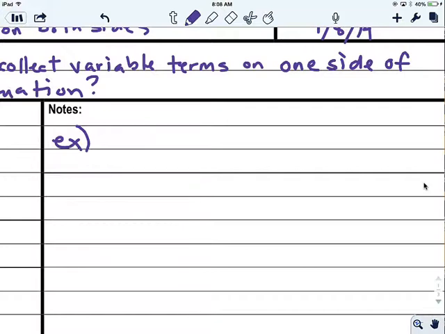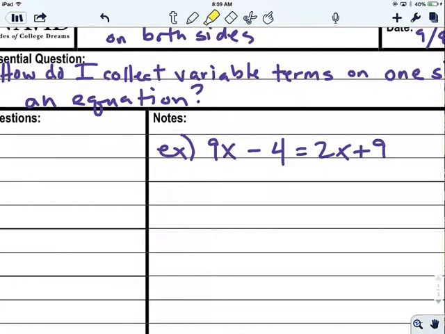So I might have something like, I'm going to bring it up here. Give me just a second. 9x minus 4 equals 2x plus 9. The reason these are different from some of the equations that you've solved up to this point is that you have variables, so an x term on the left and an x term on the right of the equal sign. And so dealing with that is the essential thing that we're up to.